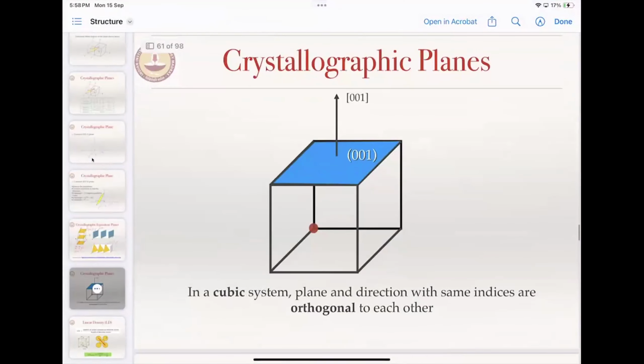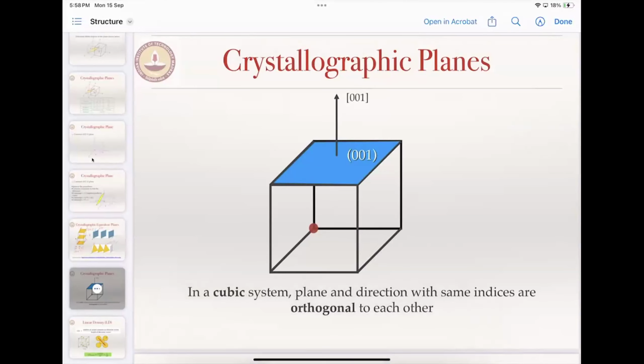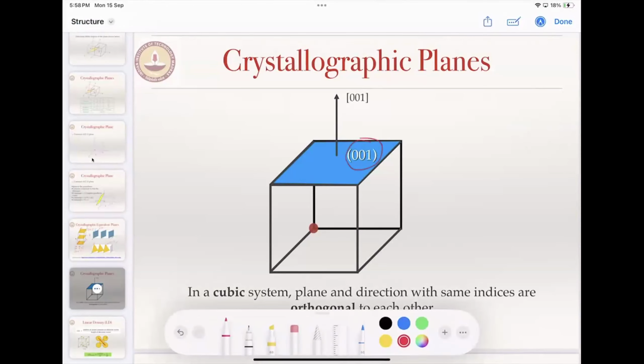Now let us look at this blue color plane. Is it clear to all of you that it is 0, 0, 1? There is no question, right? It turns out that in a cubic system, the indices of a plane and the normal to the plane will be the same. It is only true for cubic systems.